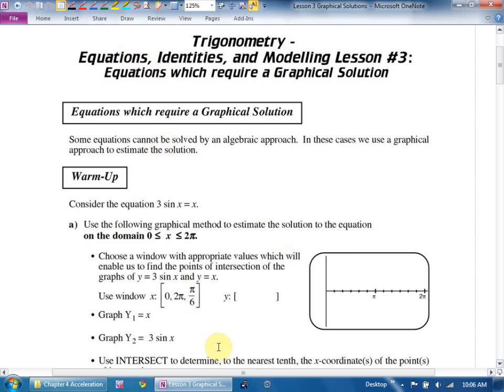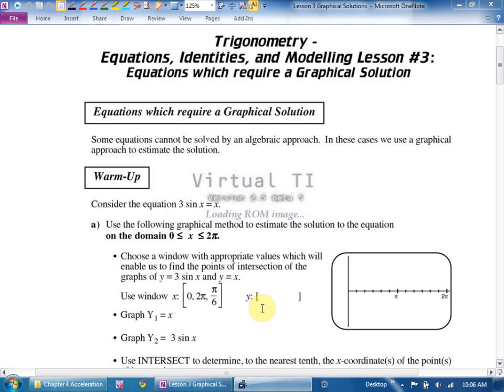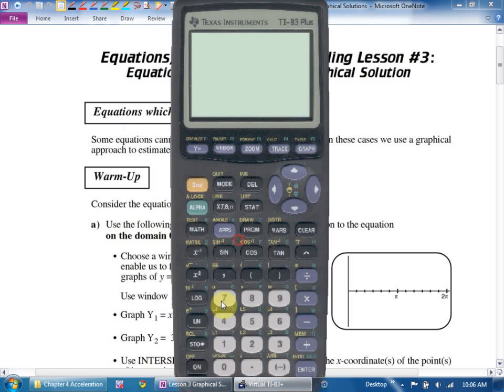And it says, as its heading, equations which require a graphical solution. This is why you need your graphing calculators, and it's got to be a graphing calculator. You want to make sure you're in radians if you're not already. And you know what? I better boot up my graphing calculator and make sure that I'm in radians. Mode. I am.